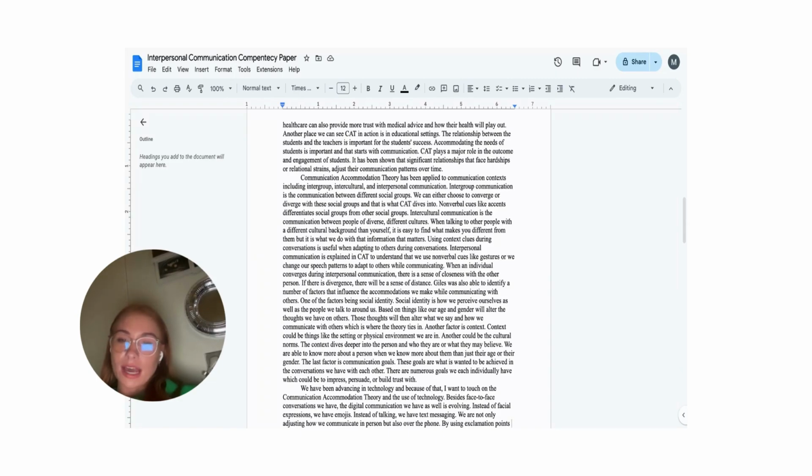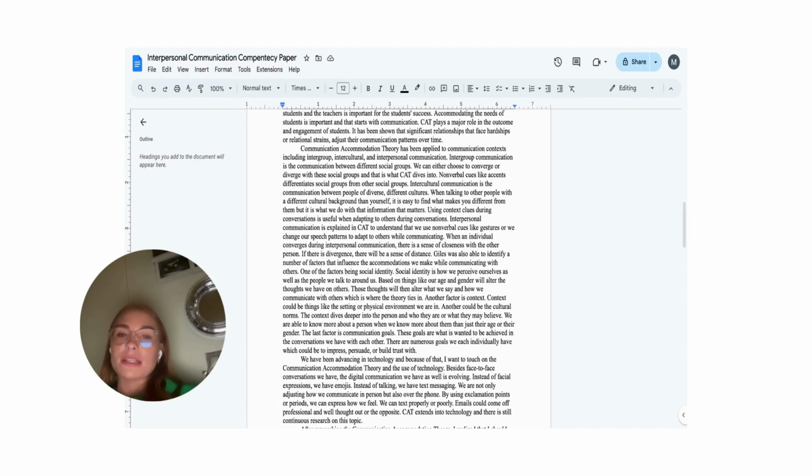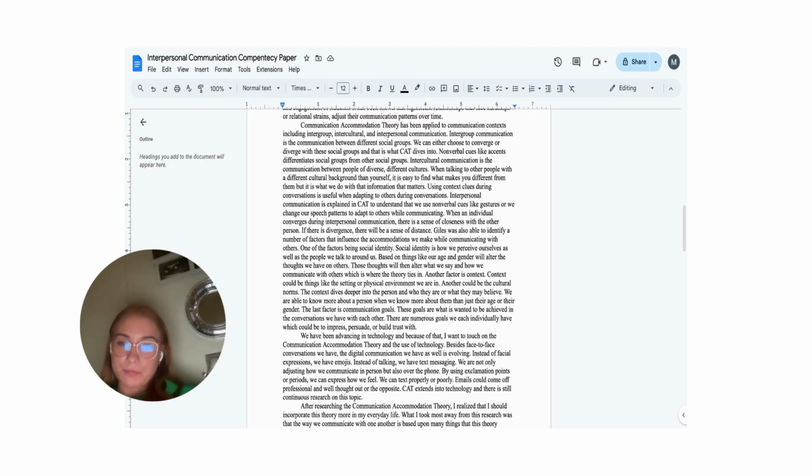Another place we can see CAT in action is in educational settings. The relationship between the students and the teachers is important for the student's success. Accommodating the needs of students is important, and that starts with communication. CAT plays a major role in the outcome and engagement of students. It has been shown that significant relationships that face hardships or relational strains adjust their communication patterns over time.